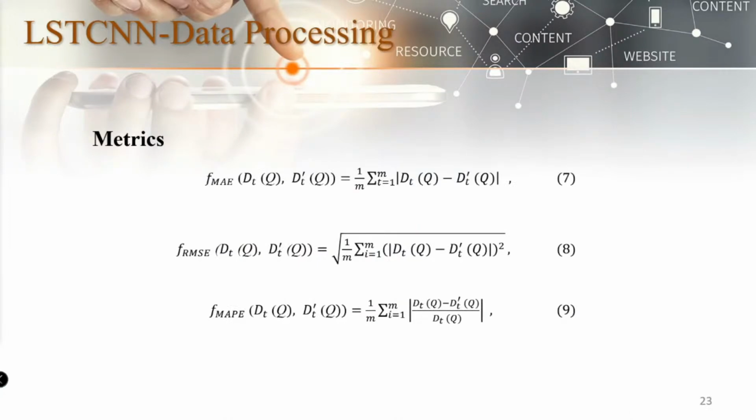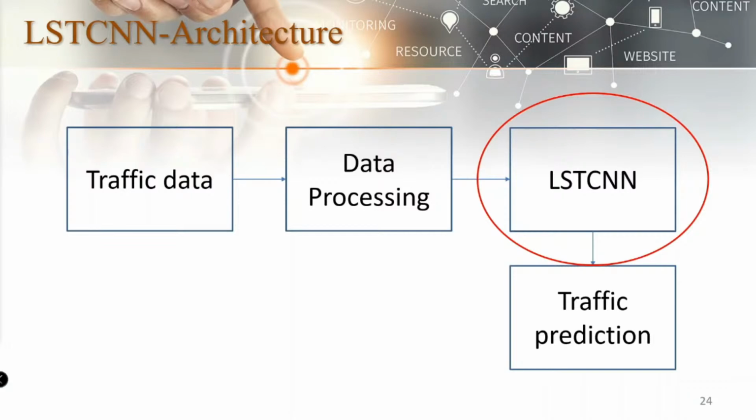We evaluate the performance of cellular traffic prediction based on 3 metrics, including mean absolute error, root mean square error, and mean absolute percentage error. Next, let's talk about the proposed lightweight neural network model.